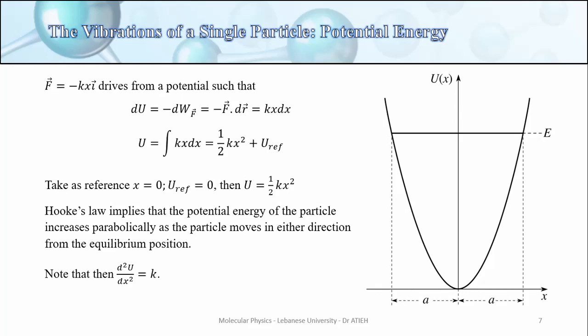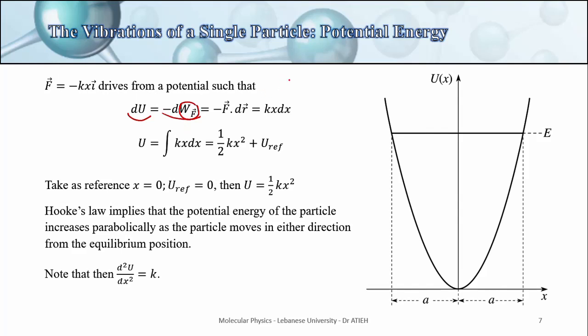It has its own potential. In our case, the elastic force derives from the elastic potential energy. What's the relation between F and U? The force and the energy, they are related this way. So dU, an infinitesimal variation of the potential energy, equals minus dW of F, where W of F is the work done by the force F.